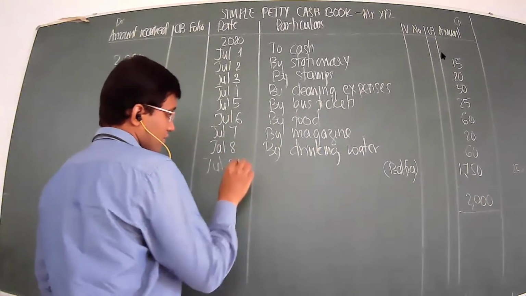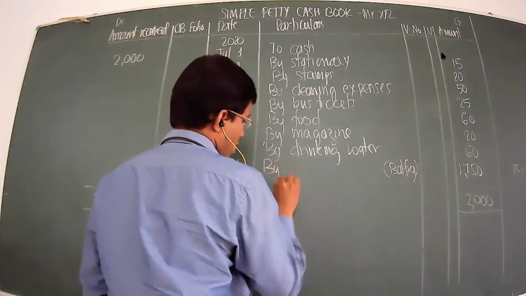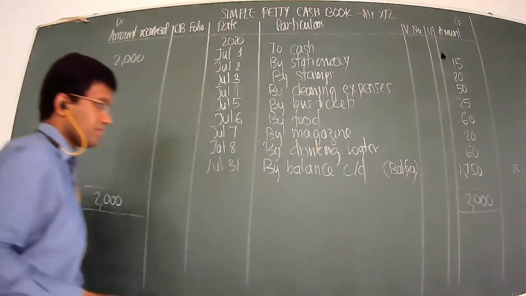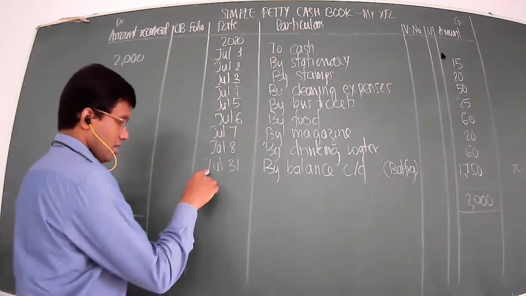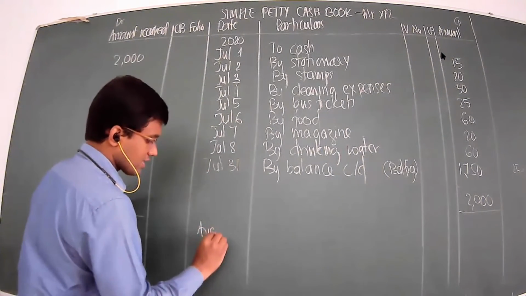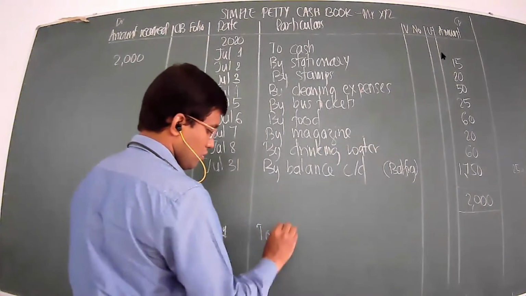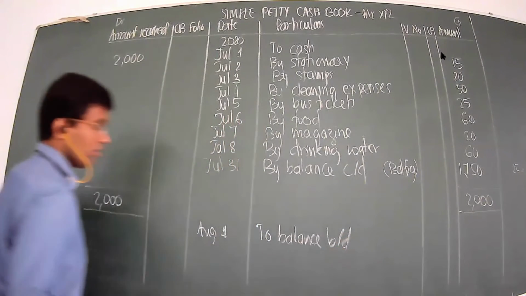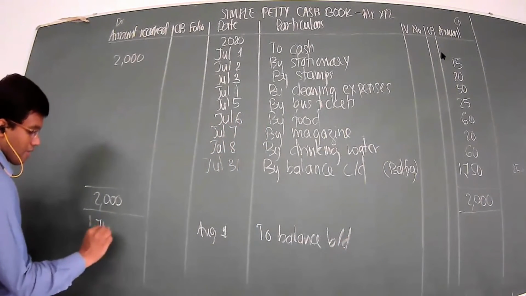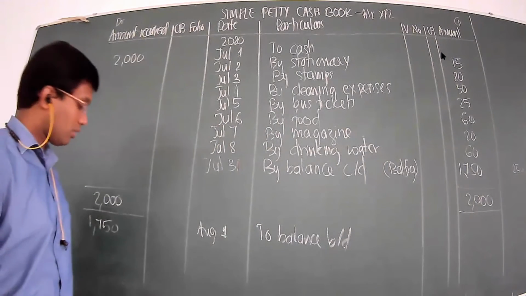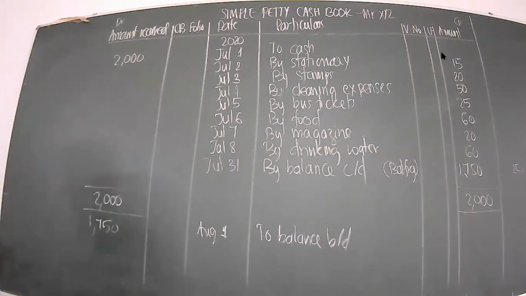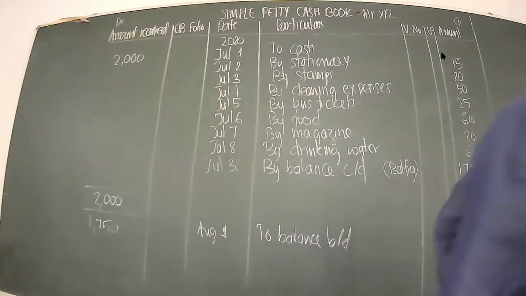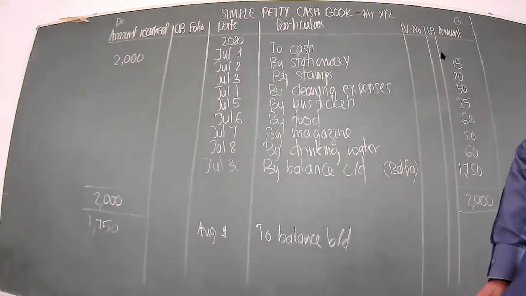So July 31st, by balance carried down, and then August 1st, to balance brought down, 1750. So this is how you would be going about preparing a simple petty cash book. This is the manner in which we would be preparing a simple petty cash book.